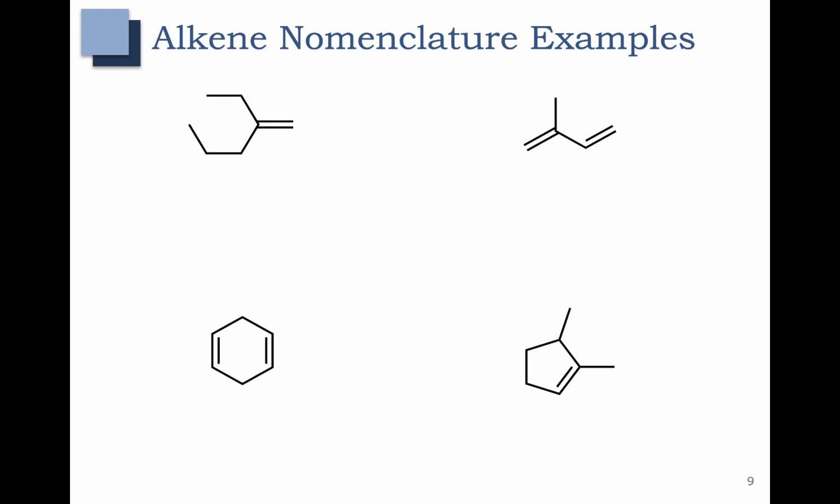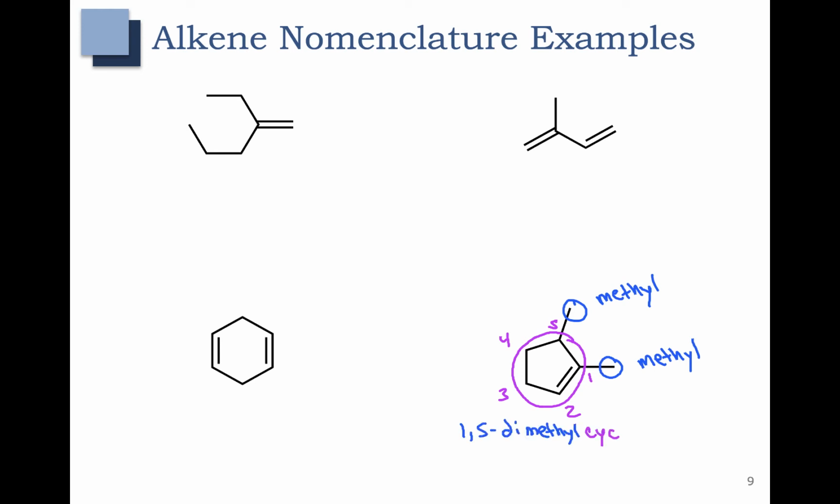In our last example here, we have a cyclopentene for our parent chain. And again, numbers 1 and 2 have to happen on the alkene. We also have a substituent here and here. So we have 2 methyl groups. And so when we're deciding where to put the 1, we have to put the 1 where the substituent is. So numbering around the ring, this is the 1, and then we have another substituent on 5. That makes this a 1,5-dimethylcyclopentene.